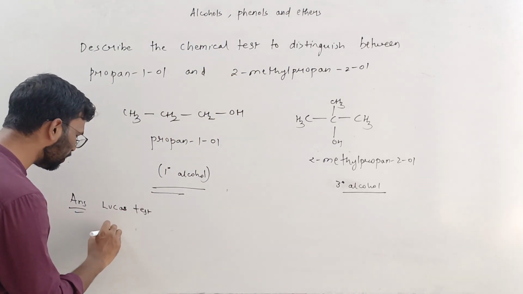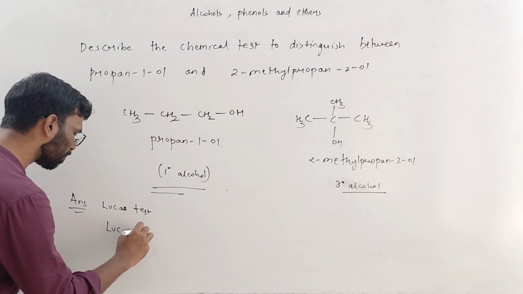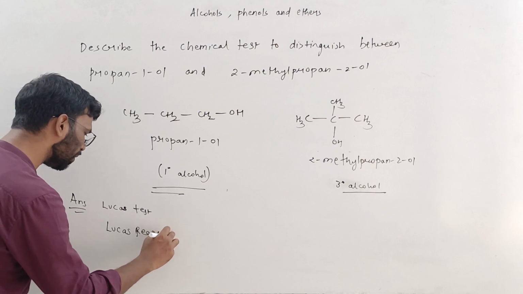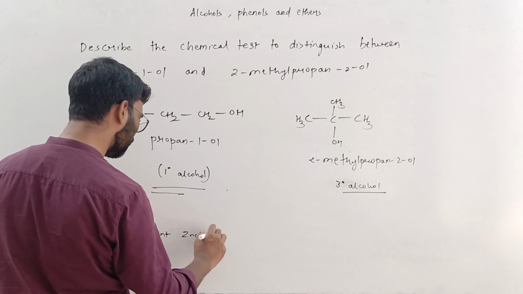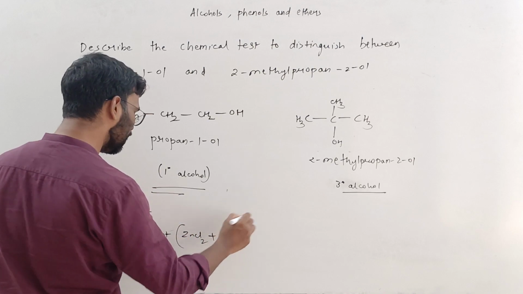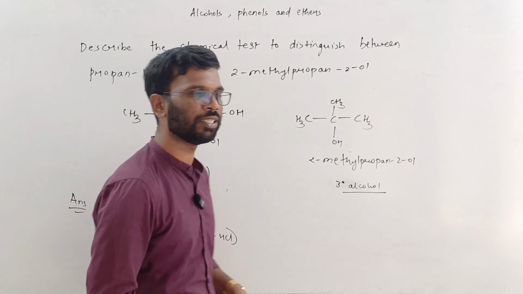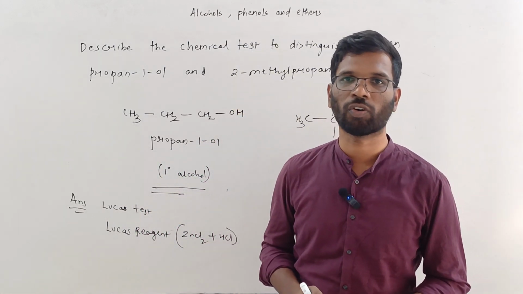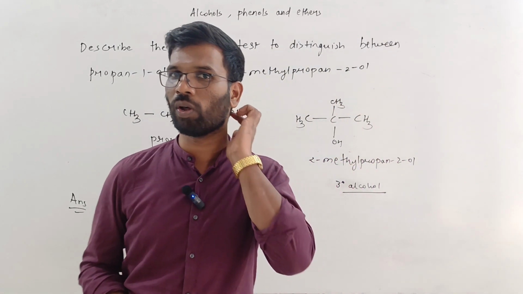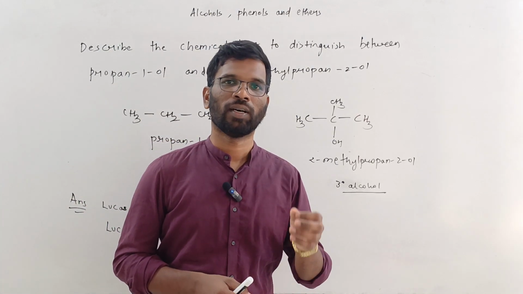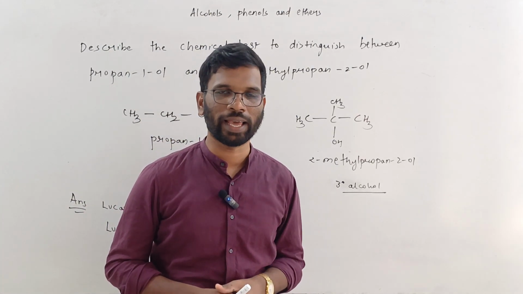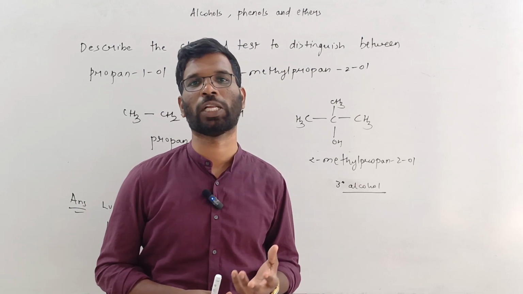So what is the Lucas reagent? Lucas reagent is ZnCl2 plus HCl. This reagent is used to test the detection of primary, secondary and tertiary alcohols. How do we understand? See, for a primary alcohol, the alkyl halide is formed and it is in the form of a precipitate.